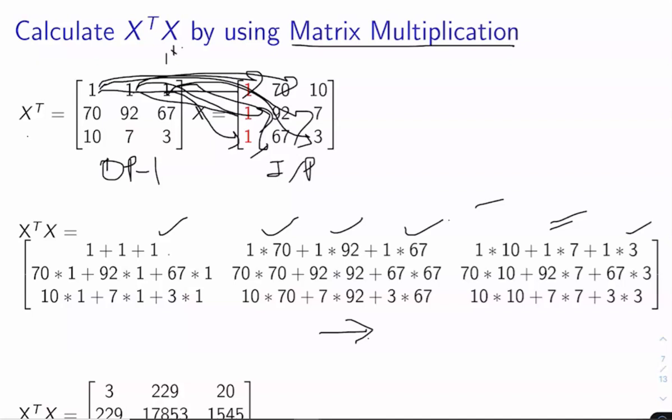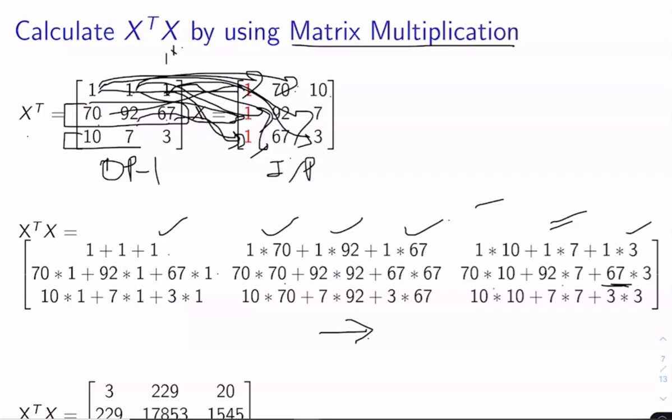Again, I will explain the second row now. Change to the second row. Take the first entry and multiply it by the first column: 70 multiplied by 1, 92 multiplied by 1, and 67 multiplied by 1. Now take the second column: 70 multiplied by 70, 92 multiplied by 92, and 67 multiplied by 67. In order to find the third entry, multiply 70 by 10, 92 by 7, and 67 by 3.